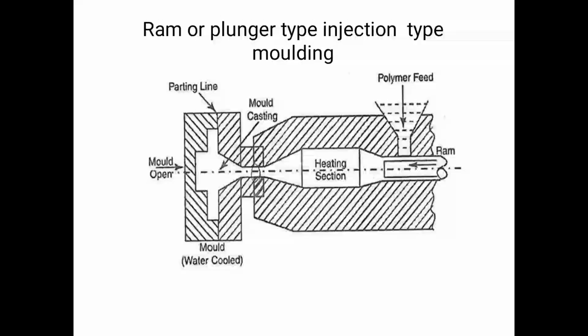Initially the polymer is filled in a hopper, then it goes into the heating section where the polymer is melted and the pressure is increased. The heated material is injected by the ram under pressure, so the heated material is forced to fill the mold cavity through the nozzle to get the required shape of the plastic. Here the mold is water cooled type.